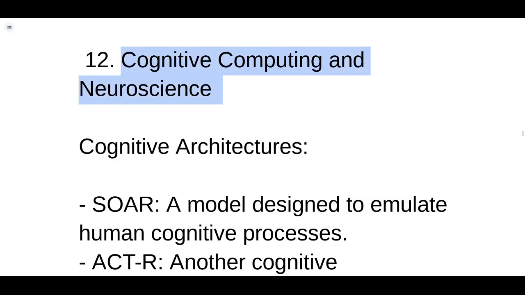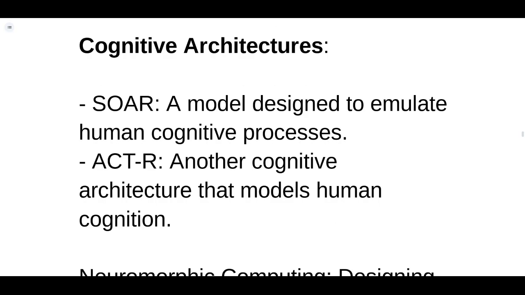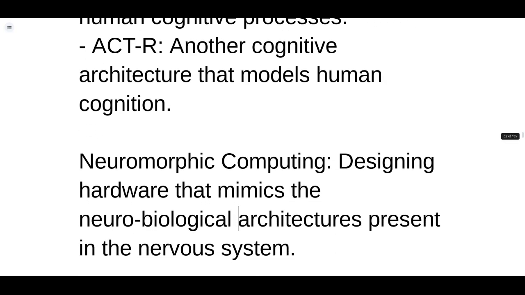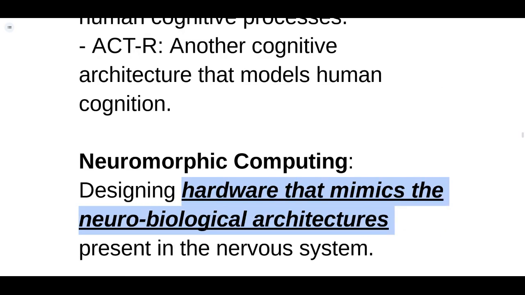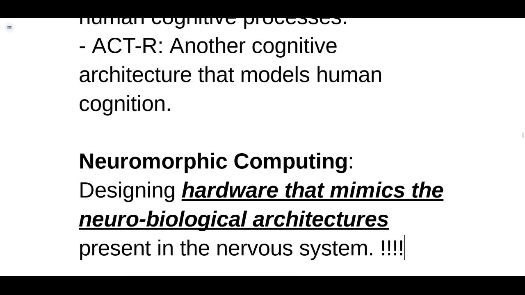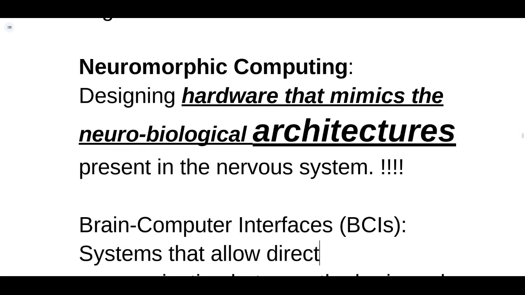So, cognitive computing and neuroscience, next topic. So, we have cognitive architectures. A model designed to emulate human cognitive processes. Another cognitive architecture, ACT-R, which models human cognition. Neuromorphic computing, designing hardware that mimics the neurobiological architectures present in the nervous system. Very, very interesting. So, it is mimicking the neurobiological architectures present in the nervous system.